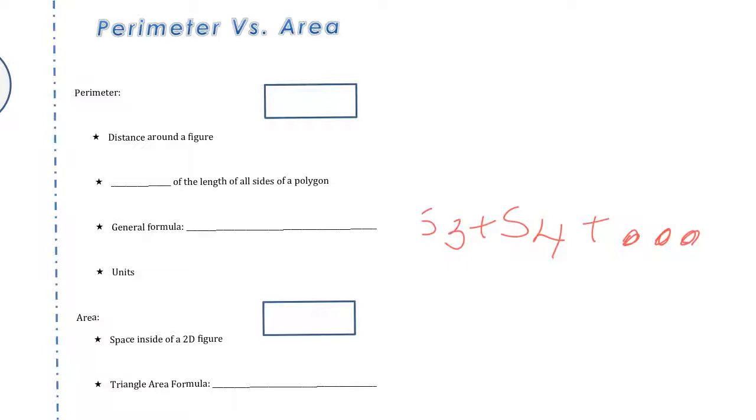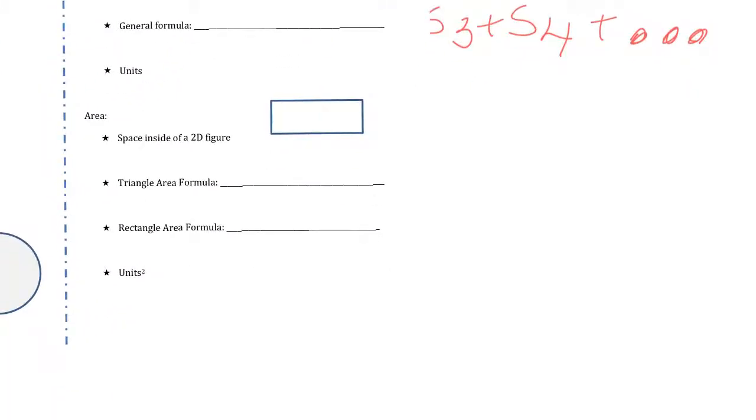Now let's talk about area. So area is not the distance around the outside. Area is the total amount of space taken up inside a shape. So it's the space inside. And for a rectangle, and if I look at this rectangle, I have a length, I have a width. Area of the rectangle is just the length times the width.